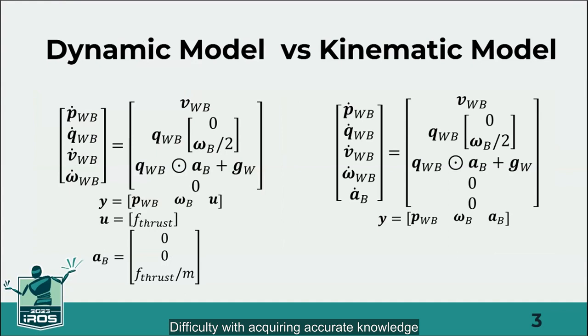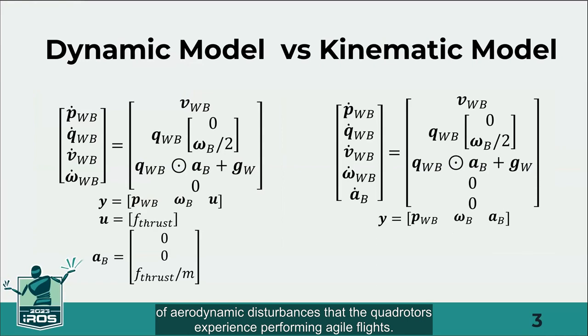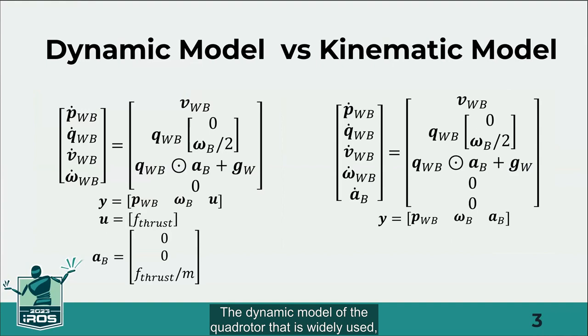Difficulty with acquiring accurate knowledge of the system arises with the high level of aerodynamic disturbances that the quadrotors experience performing agile flights. The dynamic model of the quadrotor that is widely used only considers the propeller lift. However, the aerodynamic forces that the quadrotors experience are a combination of lift, rotor drag, interaction between the propellers, and the drag from the fuselage. The given model can be okay at lower velocities, but when flying at the speeds that we're trying to achieve, these turbulent disturbances will render this model inaccurate.